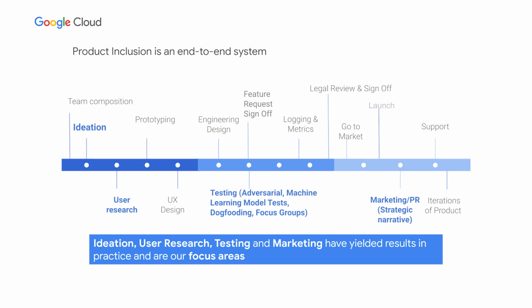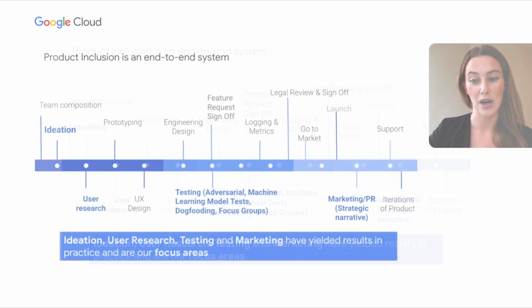Product inclusion does not live with one person or one team. Everyone has a part to own. What you're seeing here are different points in the process where you need to ask who else and make sure voices at the margins are brought to the center. Our team spent 2 years doing research on the business case for inclusion, and we found that there are 4 areas highlighted in blue that disproportionately helped teams launch more inclusive and equitable products.